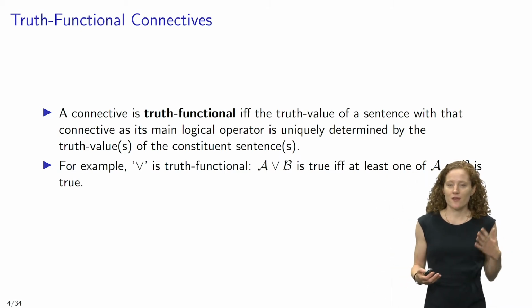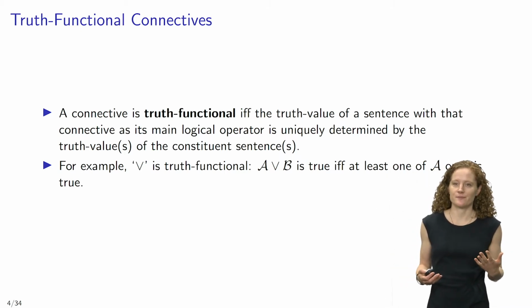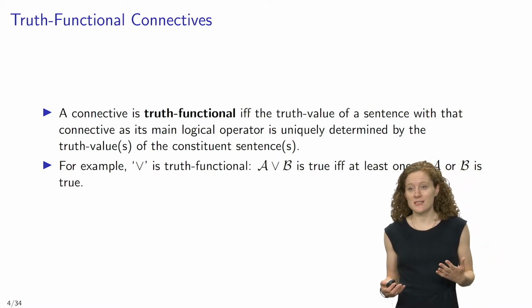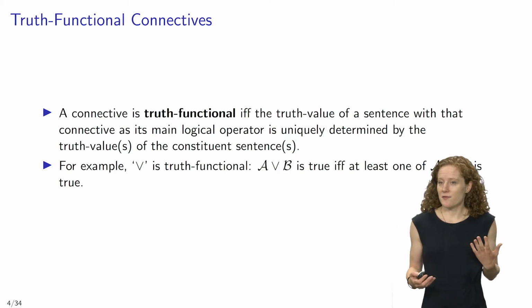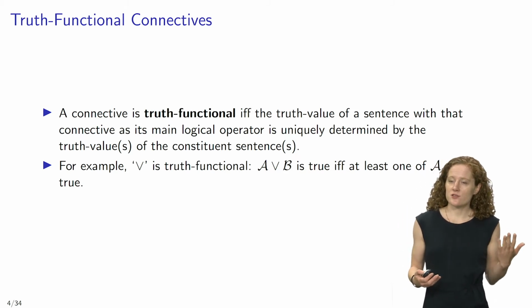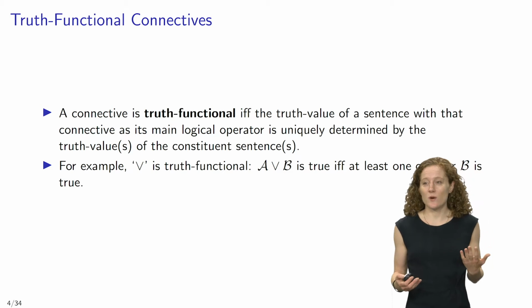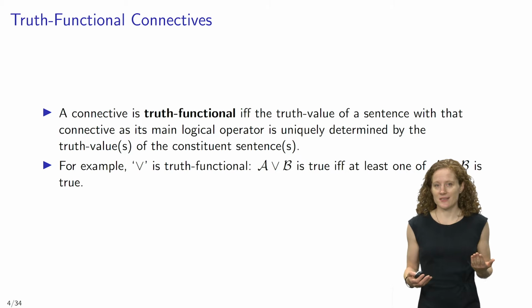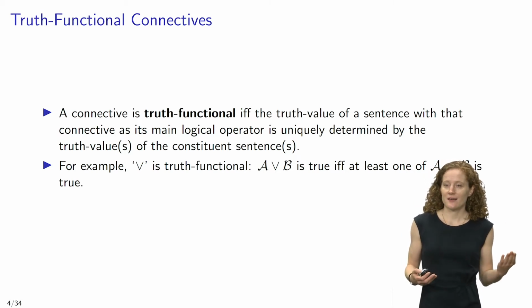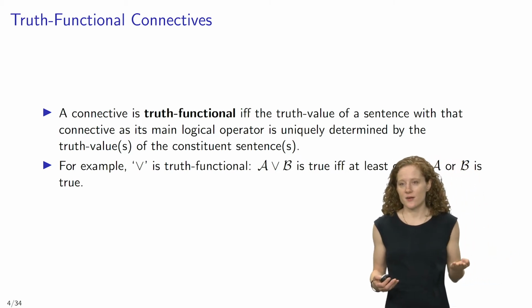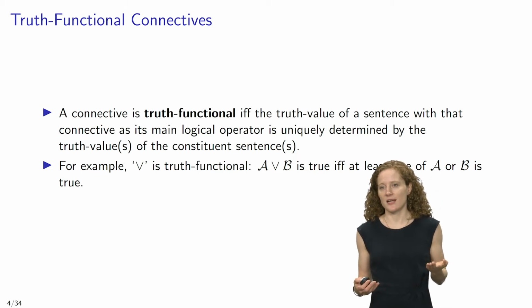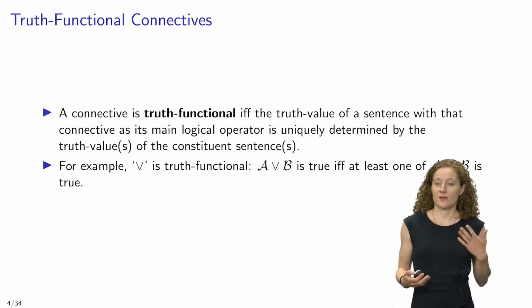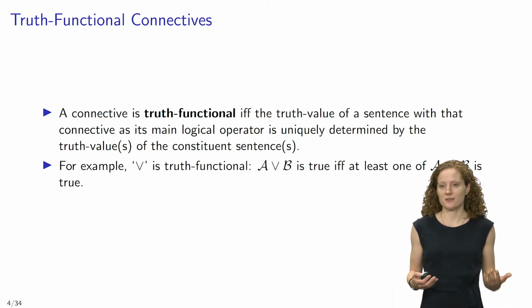So for example, think back to the disjunction sign. The disjunction sign is truth-functional for the following reason. A sentence of the form A or B is true if and only if at least one of either A or B is true. And so that means that the truth values of A and of B uniquely determine the truth value of the disjunction A or B. And that just is what's required for the disjunction sign to be truth-functional.